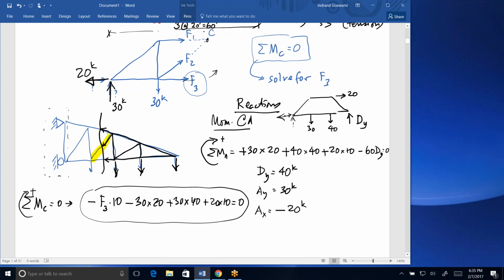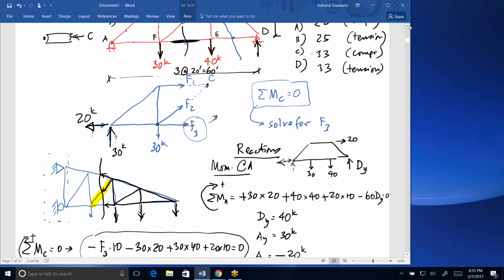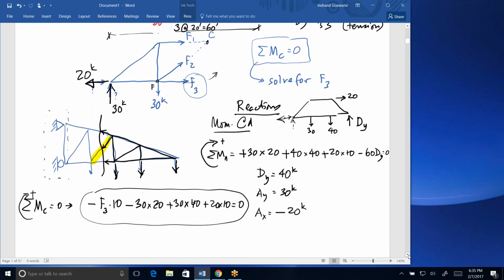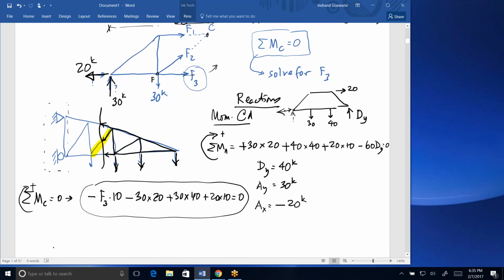Similarly, if you were only interested in F1, then you would want to take moments about this point, which I believe was E, right? No, F, sorry. So if you're interested in F1, you would want to take moments about the point where F2 and F3 disappear, or rather their moments disappear. So to solve for F1, take summation of moments about F would be most convenient.